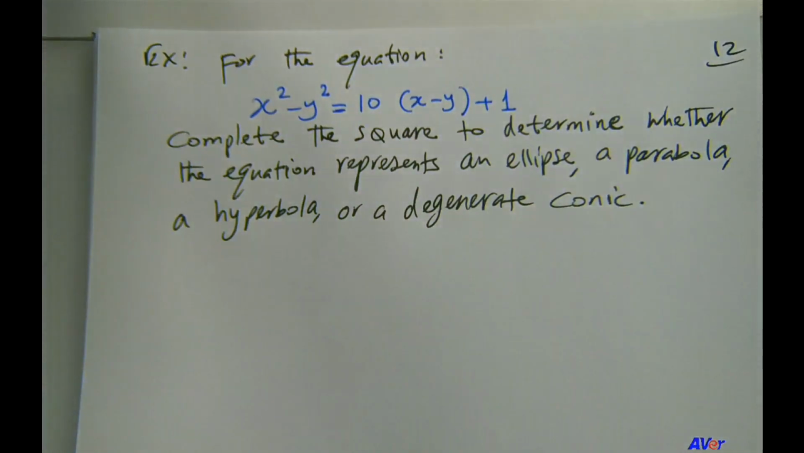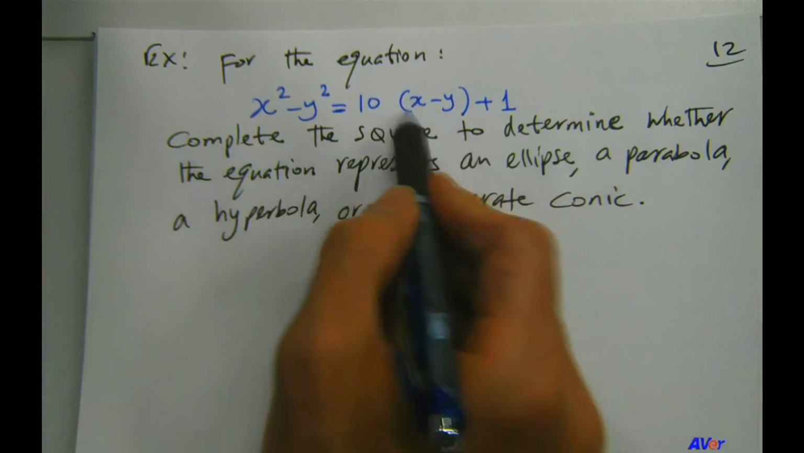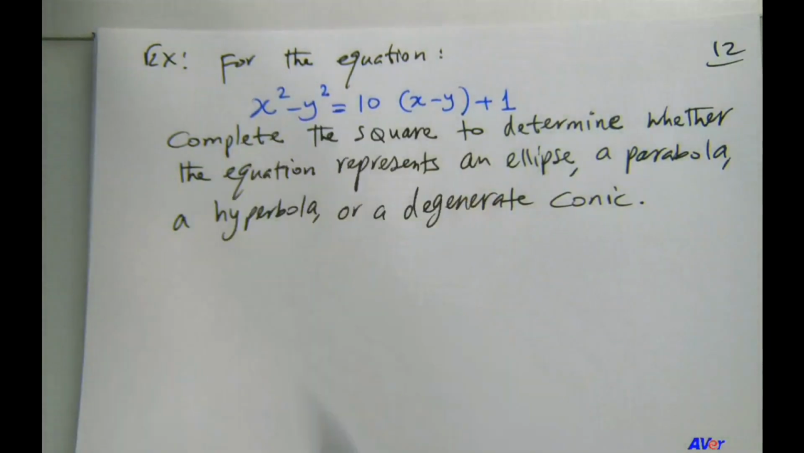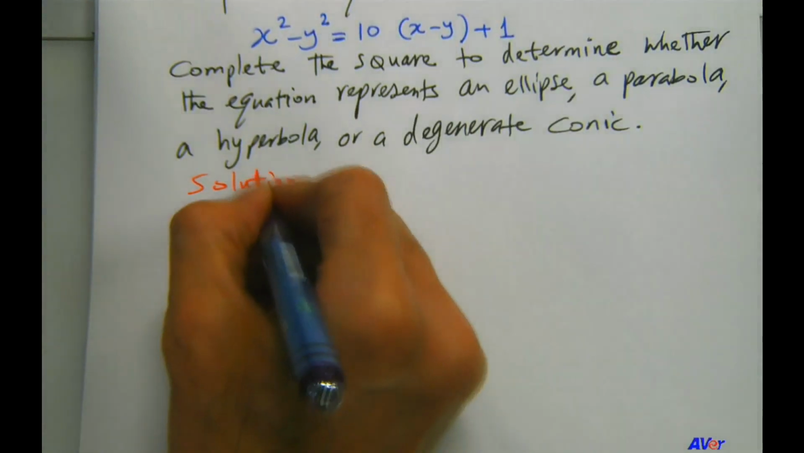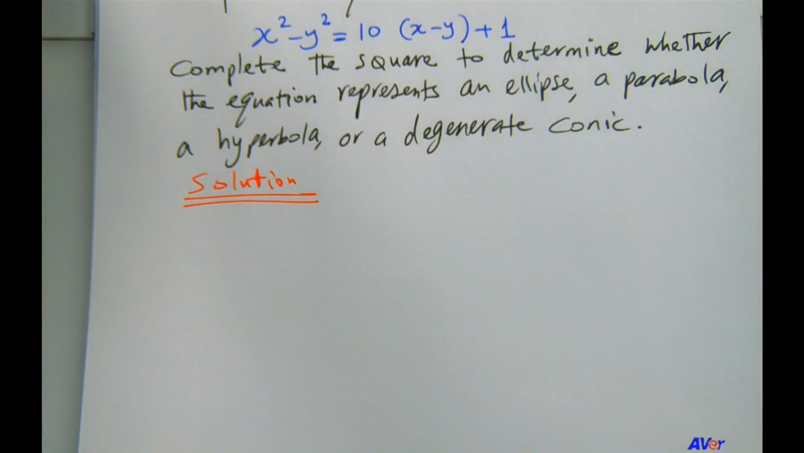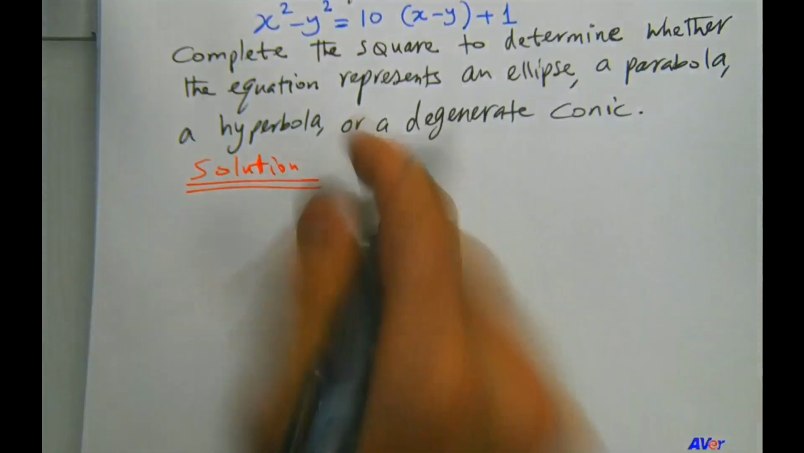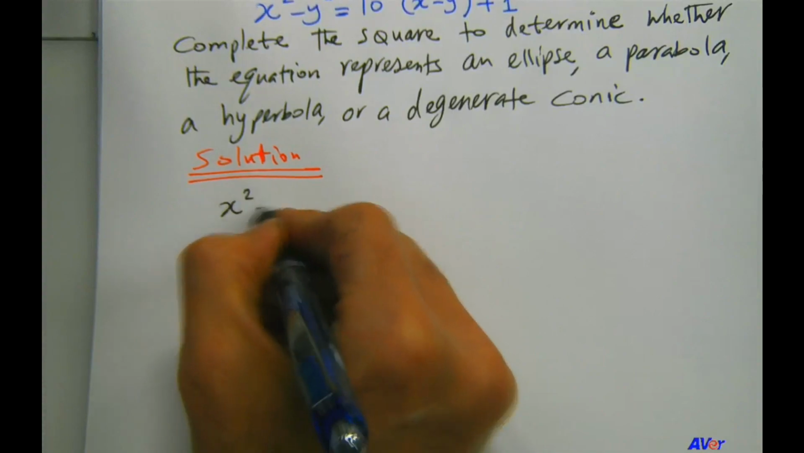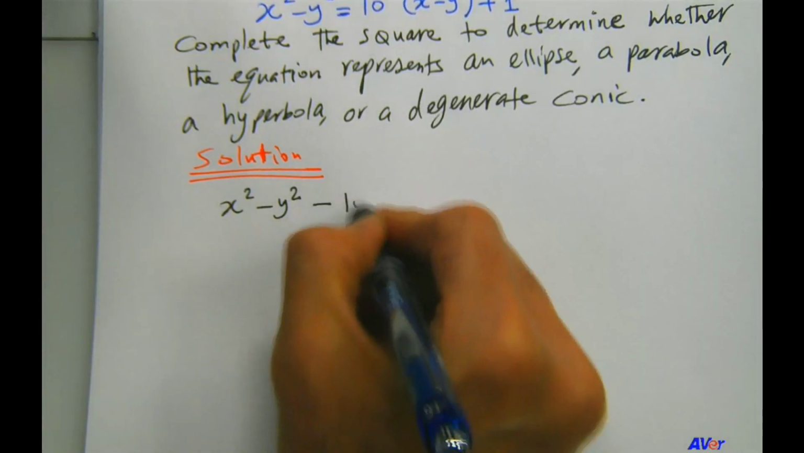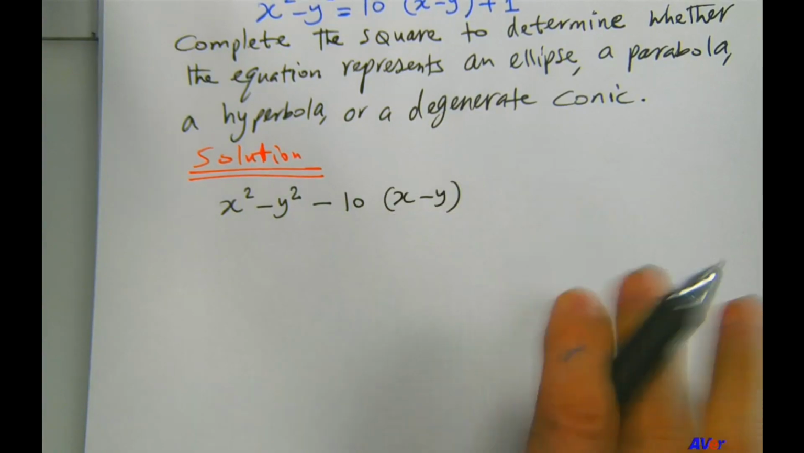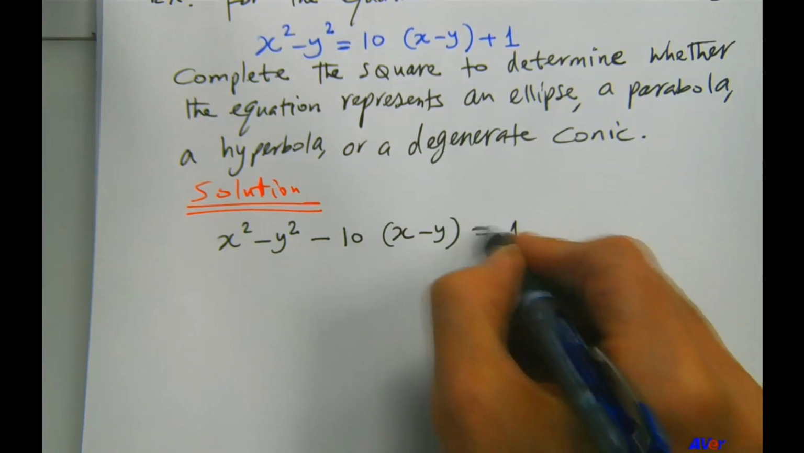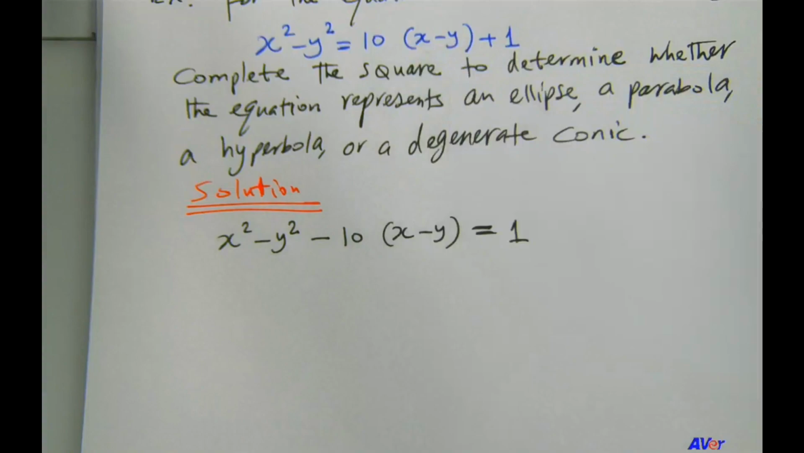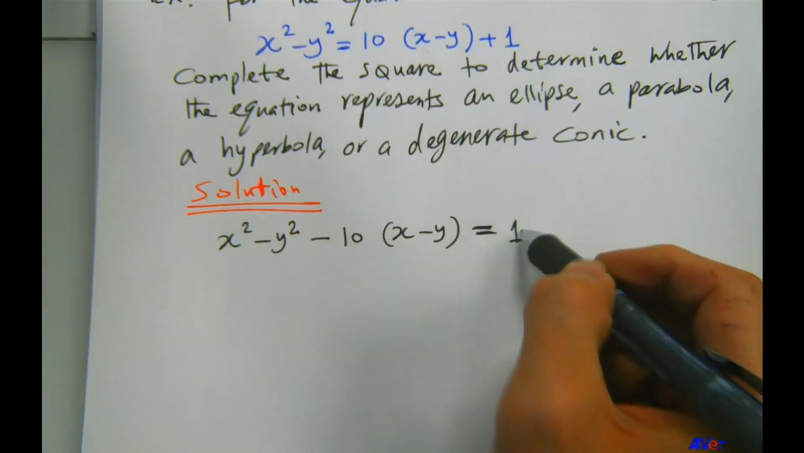Okay, so like before, we want to move all the terms that have variables in them to the left and leave the constants on the right side. So let's do that next. So x squared minus y squared minus 10 times (x minus y) equals 1. See, all I did was move this term, 10 times (x minus y), to the left and left the 1 on the other side.